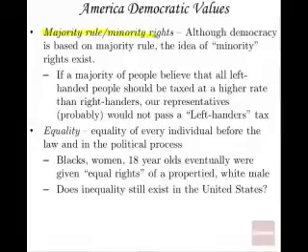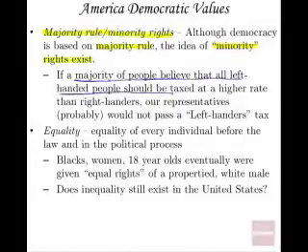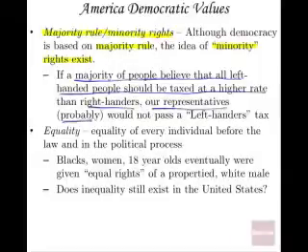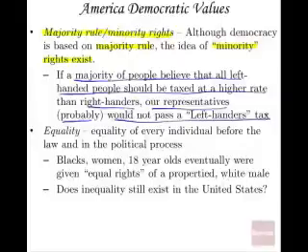Majority rule, minority rights. So although democracy is based on majority rule, the idea of minority rights exists. So for example, if a majority of people believe that all left-handed people should be taxed at higher rates than right-handers, our representatives probably, again, would not pass a left-hander's tax. Now, is it possible that they could? Yes. And if no one disputed it, then that would become the law of the land. But again, I think it's probably easy to argue that due process, treating left-handers equally as right-handers, there'd be a violation of rights.